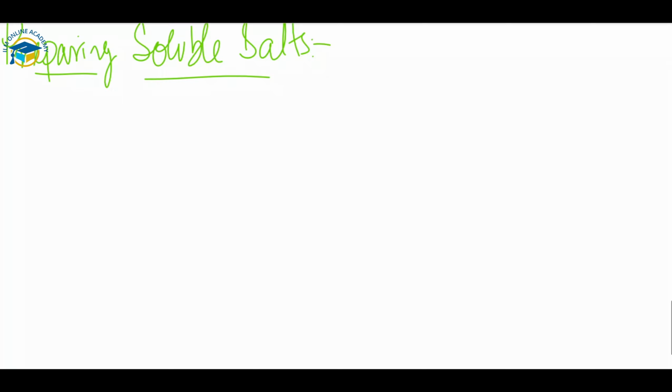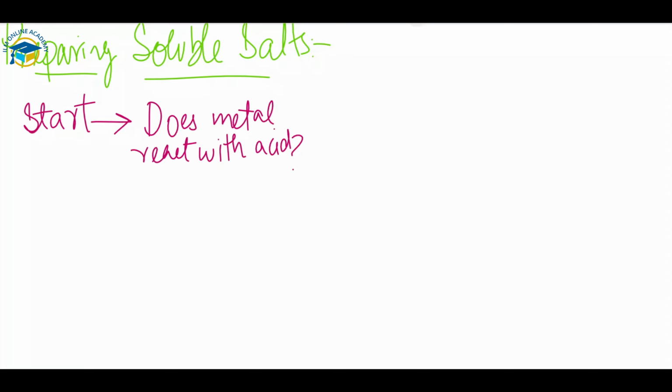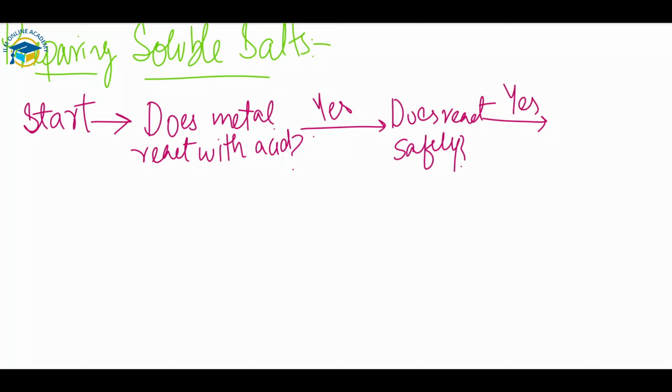we will start from here. First you should check, does the metal react with the acids? Does the metal react with the acid or not? So the first question that arises is, does the metal react with the acids? If yes, then you have to move forward and check, does it react safely? If yes, then you have to move forward, and we have 2 conditions.